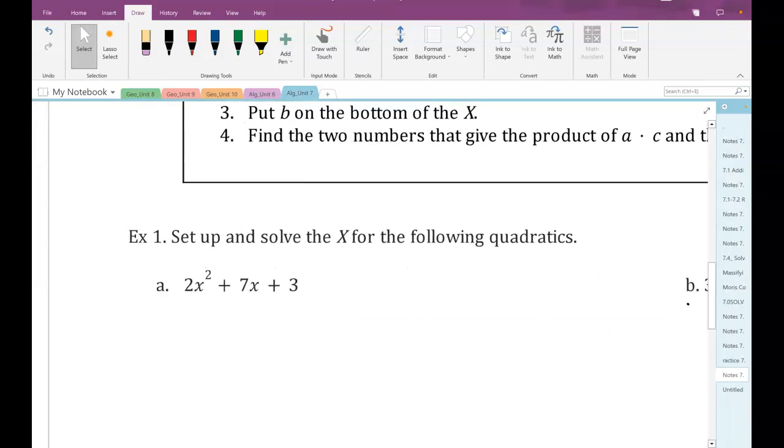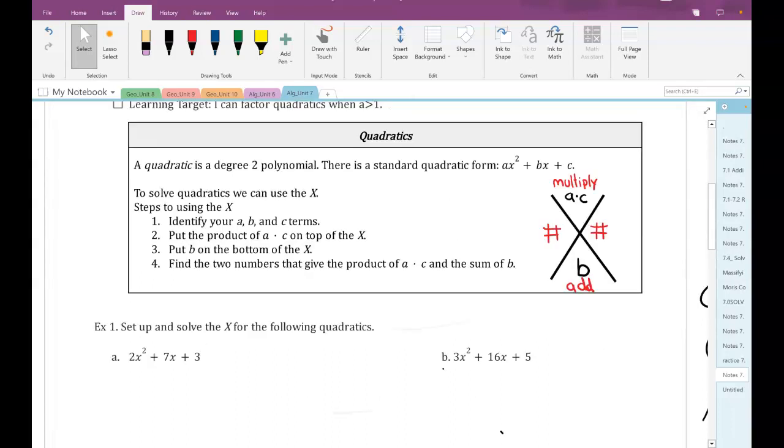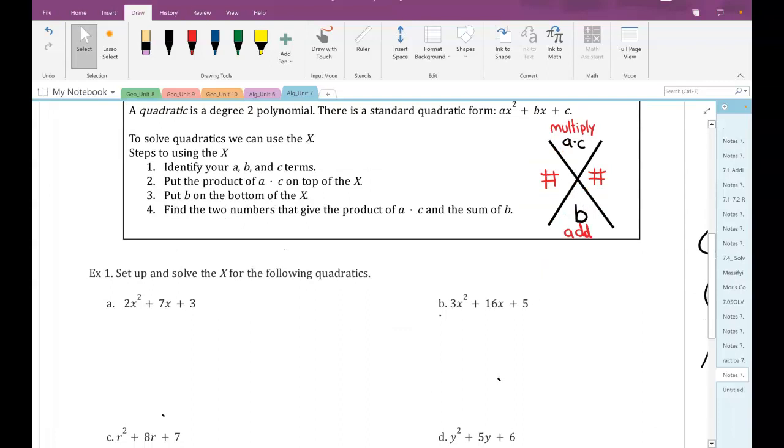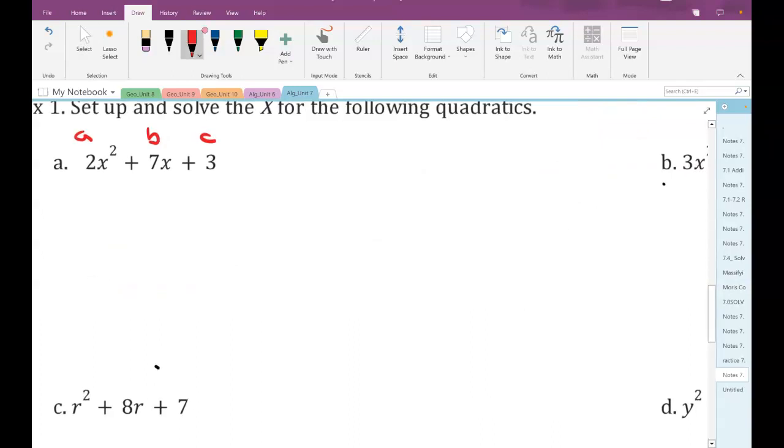So if we just do this first example, like I showed yesterday, it's nice to label your terms starting out. So in this one, it's A, B, and C. If we draw our x and we're trying to put numbers on the top, we have to do a times c, so 2 times 3, which is 6. And then your 7 would go at the bottom.